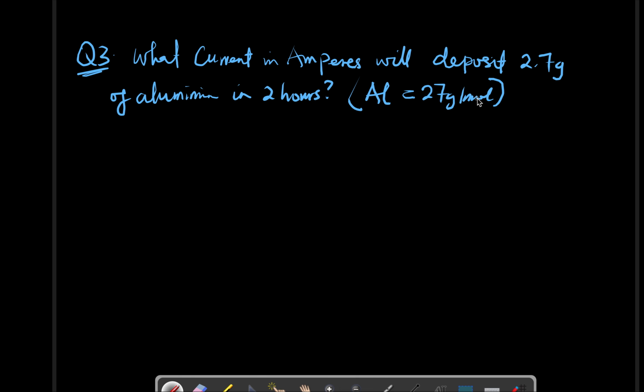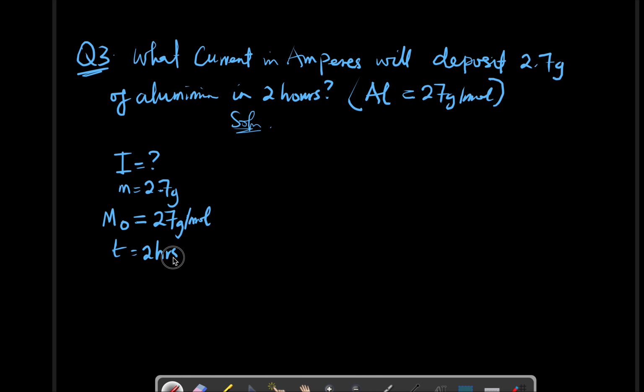All right, now this is another beautiful problem. Keep in mind, you can use any formula of your choice, any particular formula that works for you. Remember, what you're looking for is a current. The mass is given to you as 2.7 grams, and for aluminum, they've given you the molar mass. Let's use capital letter M sub 0 as our molar mass instead of writing it in full, 27 gram per mole. The time is given as 2 hours.